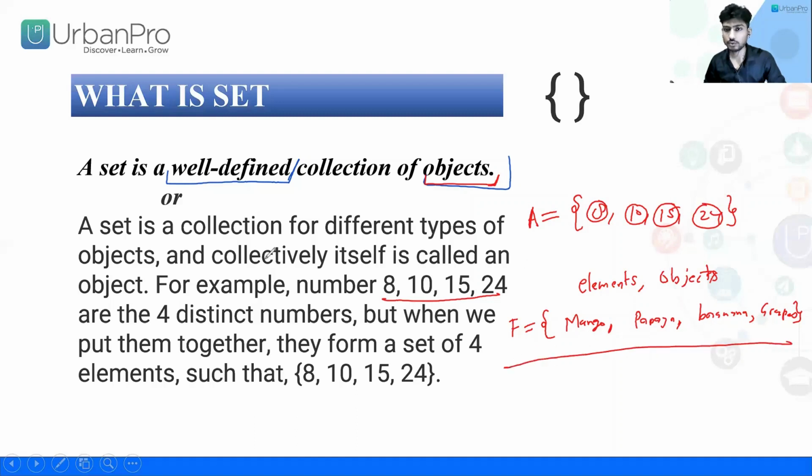And a set has two forms of representation. This is the roster form I have written, and the second is the set builder form, which we will discuss later in this video. Okay. Now come to this point: well-defined collection. What is the meaning of well-defined collection?